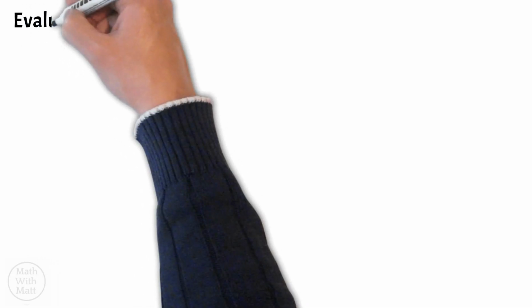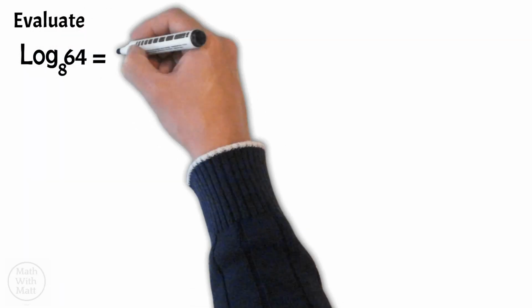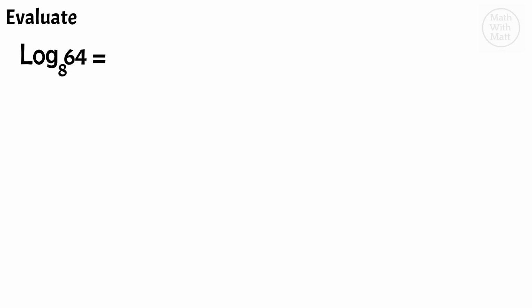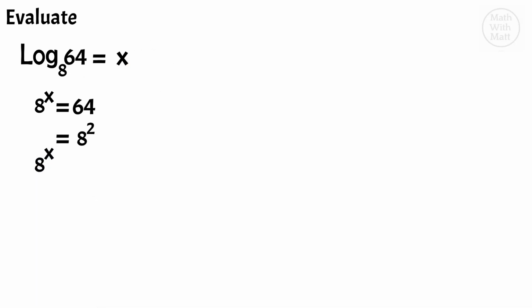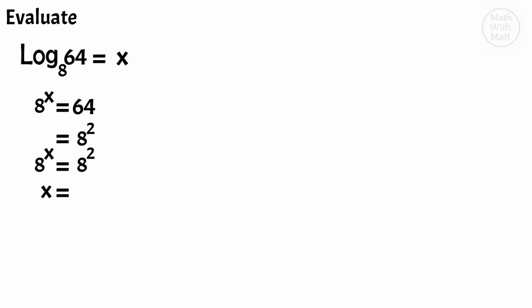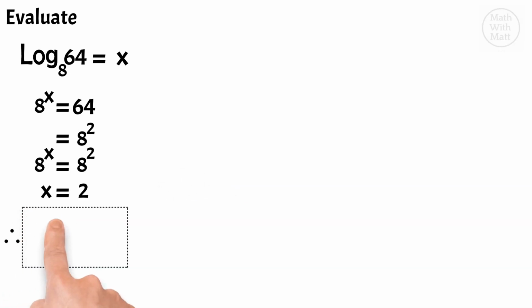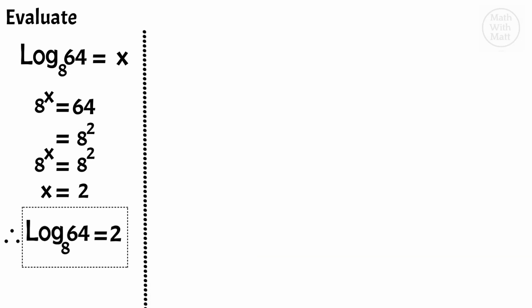The next set of problems requires us to solve the log and find the answer. Let's take an example: log to base 8 of 64 is what? To solve it, we will assume the answer is x. Reverting the equation back to the exponential form we see 8 to the power x equals 64. We can simply get the answer by observing here that 8 squared is 64. So 8 to the power x must be equal to 8 squared. Comparing the powers we see that x equals 2, hence the answer of log to base 8 of 64 is also 2.